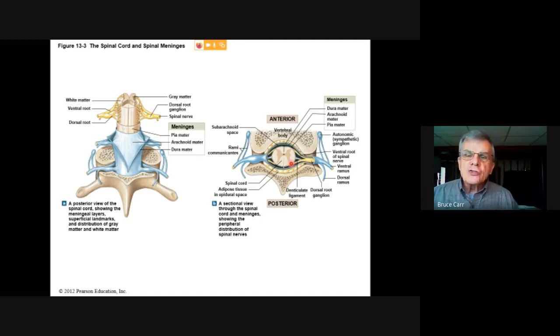When we look at the cross-section, we can clearly see that this pia mater is attached to 2 ligaments called denticulate ligaments that basically suspend it and maintain it in this space.